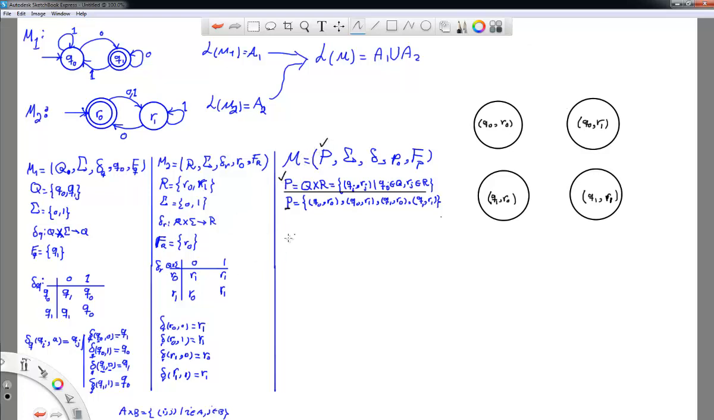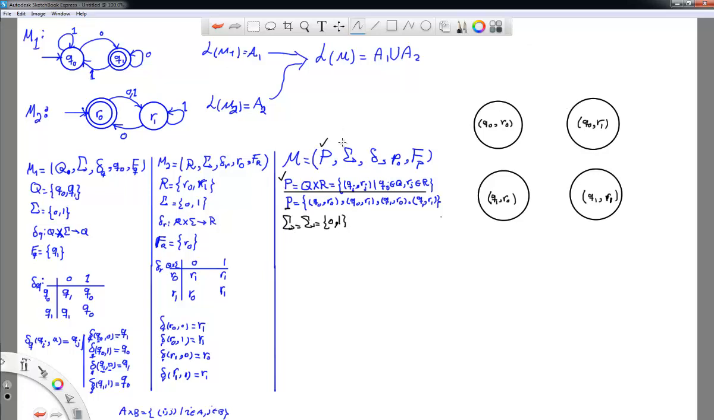Now the next step is to create the sigma. The sigma turns out to be very easy in this case because both machines have the same sigma, and therefore the machine that recognizes them combined will have the same language symbols. So my sigma is 0 and 1.